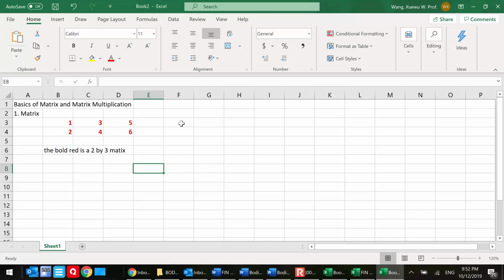Okay. And I'm going to produce another matrix. This time I'm going to have 3, 4, 5 and 6, 7, 8. I just made up all the numbers. So this is another matrix. Let me put this in green and in bold. So the bold green, what's the dimension? 3 rows, so a 3 by 2 matrix. Let me call this A. Let me call this B.